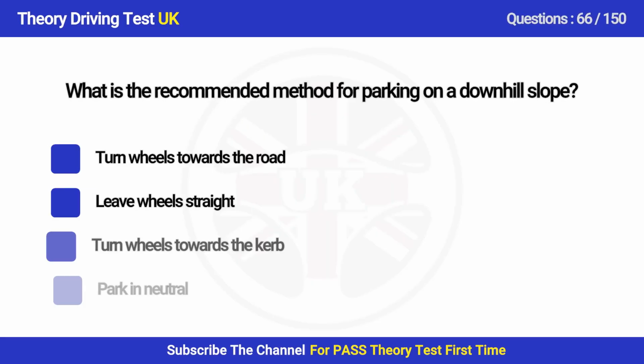Question 66. What is the recommended method for parking on a downhill slope? A. Turn wheels towards the road. B. Leave wheels straight. C. Turn wheels towards the curb. D. Park in neutral.